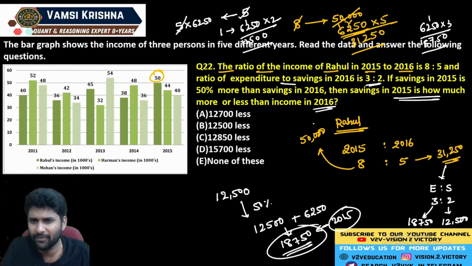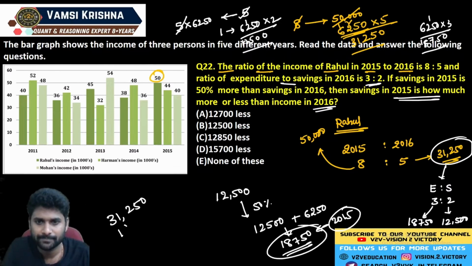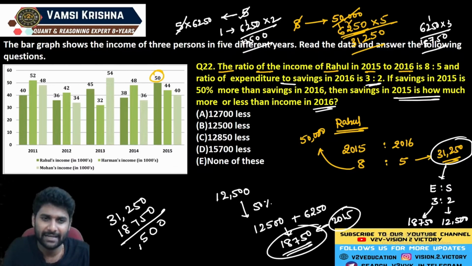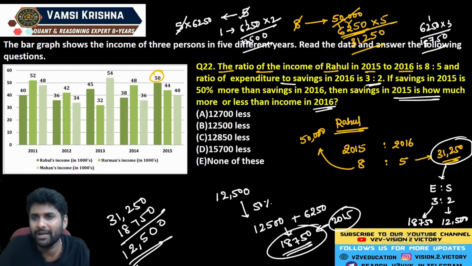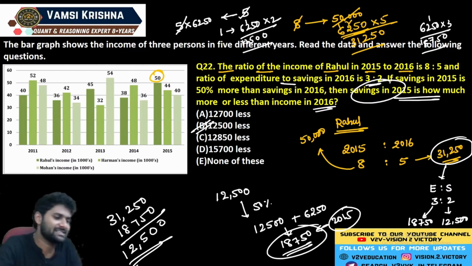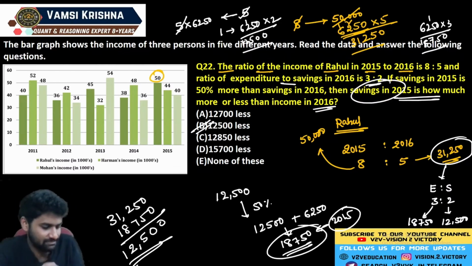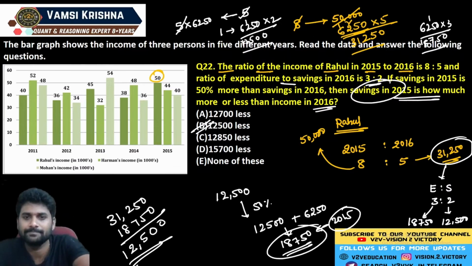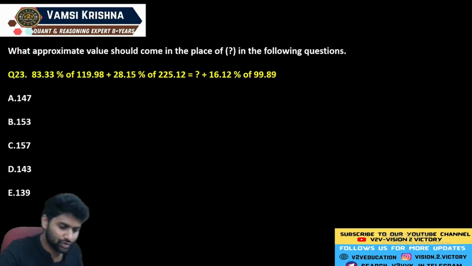And here the question, income of 2016. What is the income of 2016? 31,250. Just find the difference. 12 minus 7 is equal to 5, and it's again 2. So the answer is 12,500. You already know, guys, the savings is less than the income. So the answer is 12,500 less. It needs some calculation, and the calculation depends on the way you understand the information. Yes, go through the next one.